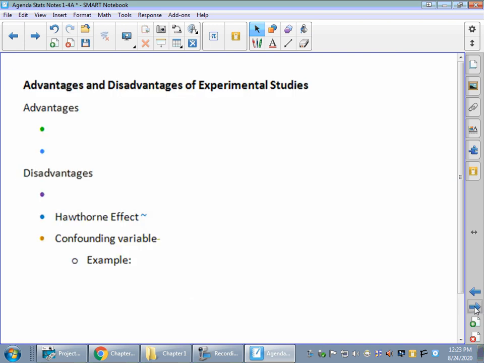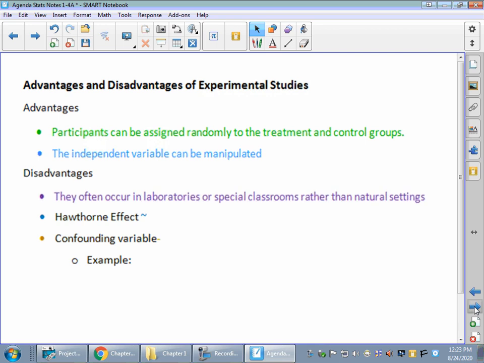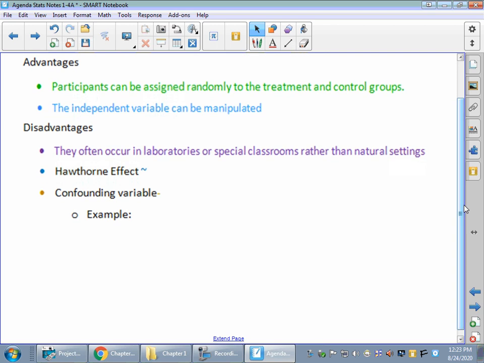So experimental studies. We're doing an actual experiment. Advantages: we can randomly assign participants to treatment and control groups, rather than just picking people. Again, a random sample is what we're looking for. And in an experimental study, the independent variable can be manipulated. Disadvantages: these often occur in laboratory settings, or a lot of times educational types of classrooms, rather than natural settings. That could affect people's behavior.